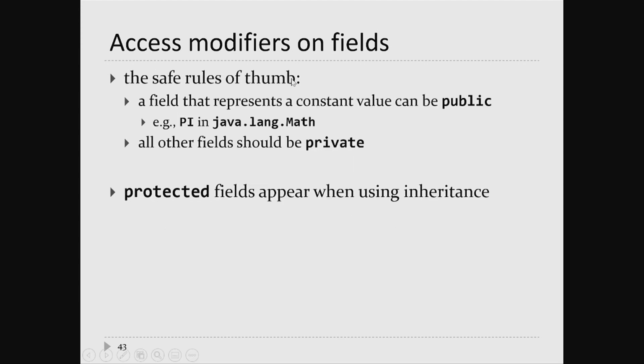Okay, so what should you do when you put an access modifier on a field, right? So for now, any field that represents a constant value, right, can be public, right? So for example, the value pi, capital Pi in java.lang.math, right? If you look at the documentation, it'll say public in front of it, right? So the value pi is a public field in the class called math, right? Why is it public? It's because the math class wants people to use that value for pi, right?